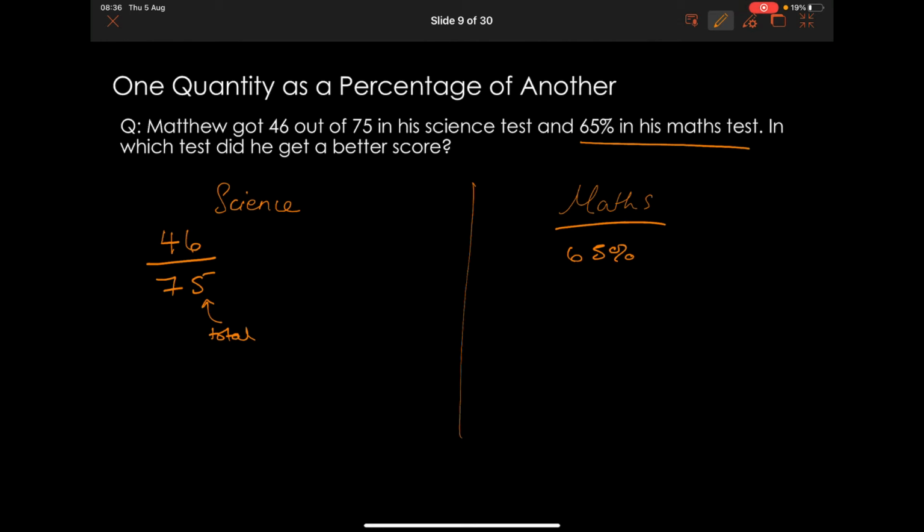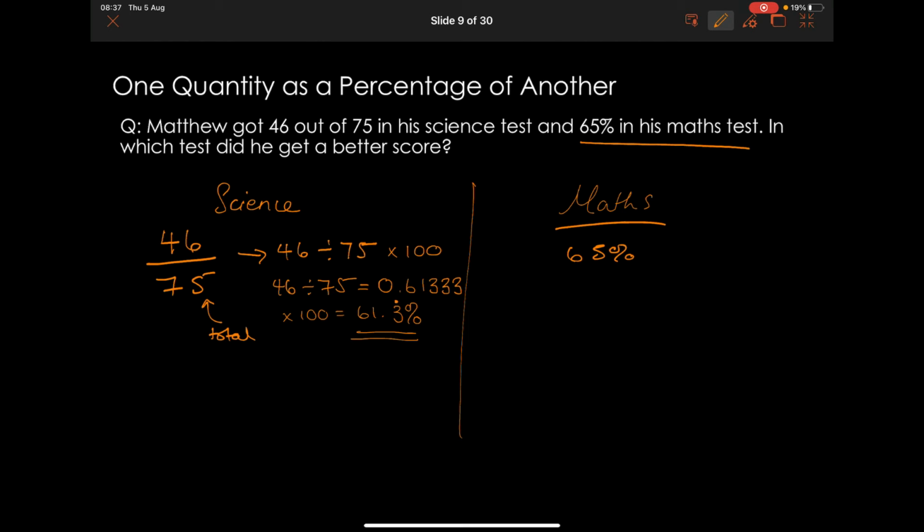This means now, to work out what that is as a percentage, we do 46 divided by 75, and then we times by 100. So 46 divided by 75 is actually 0.61333. Okay, and if we times that by 100, it would give us 61.3 with a little dot above the 3 to show that it goes on and on.